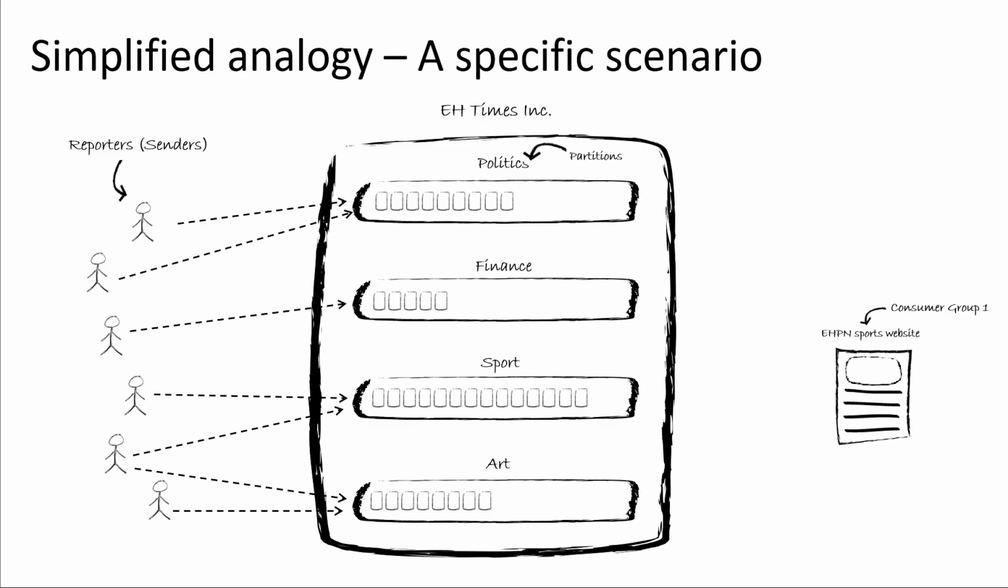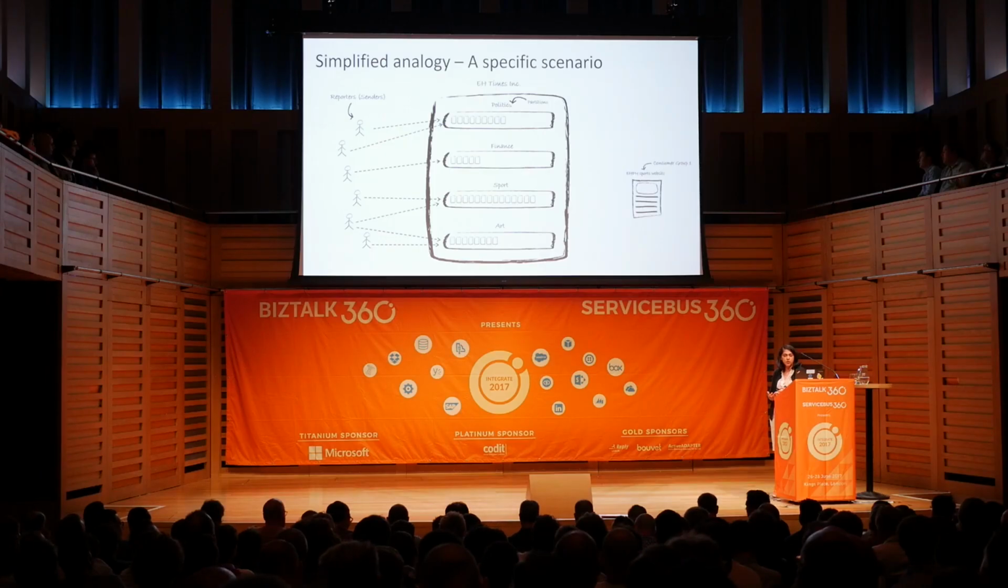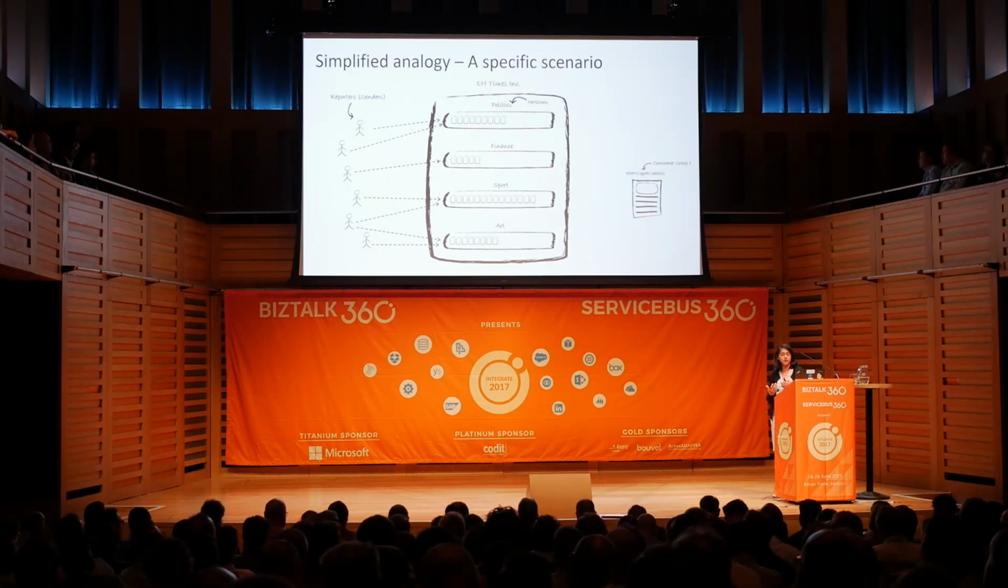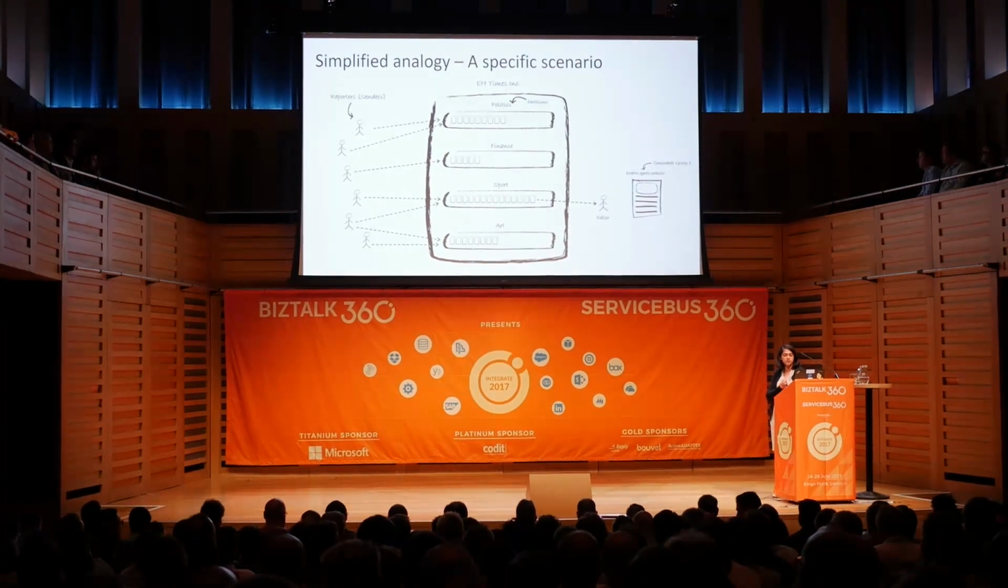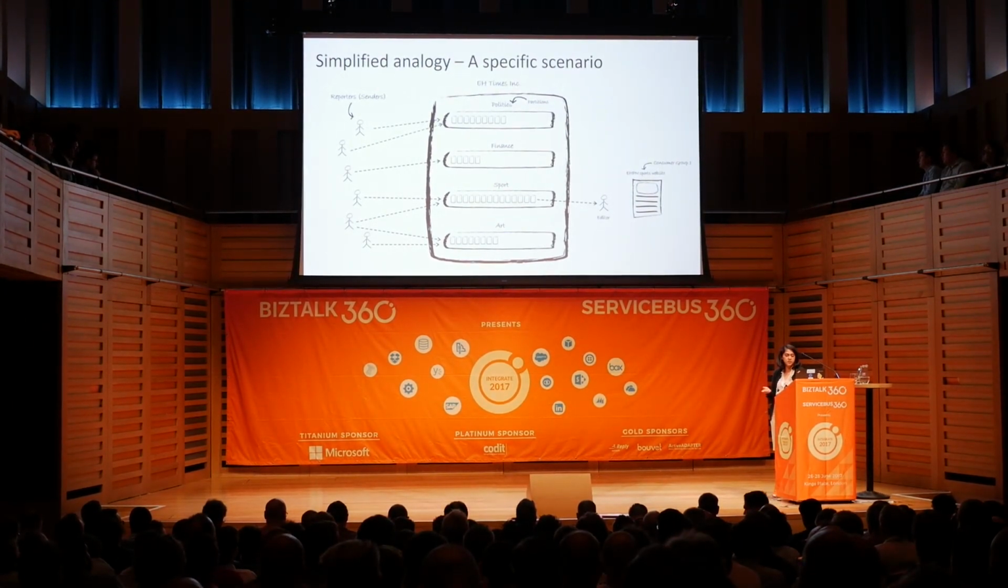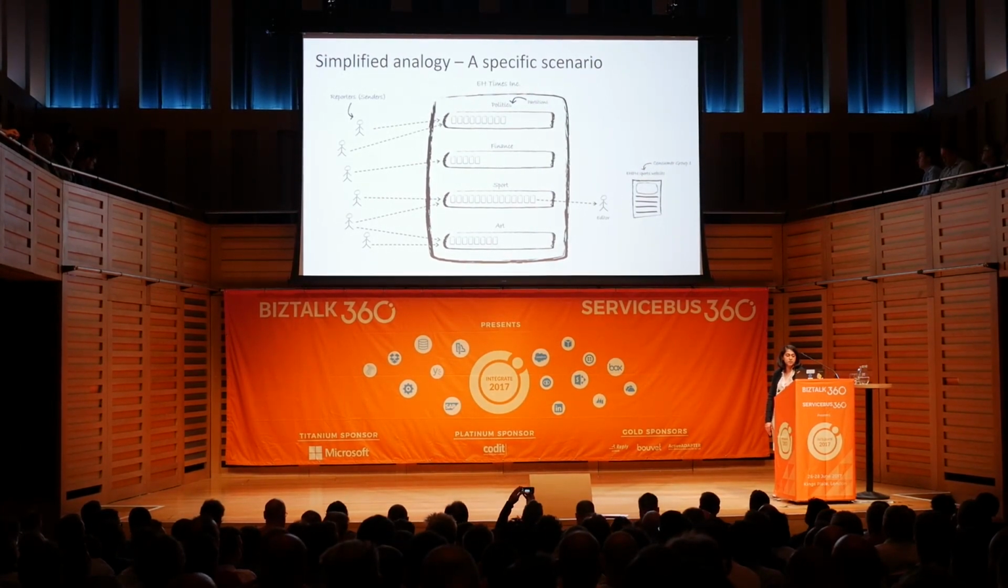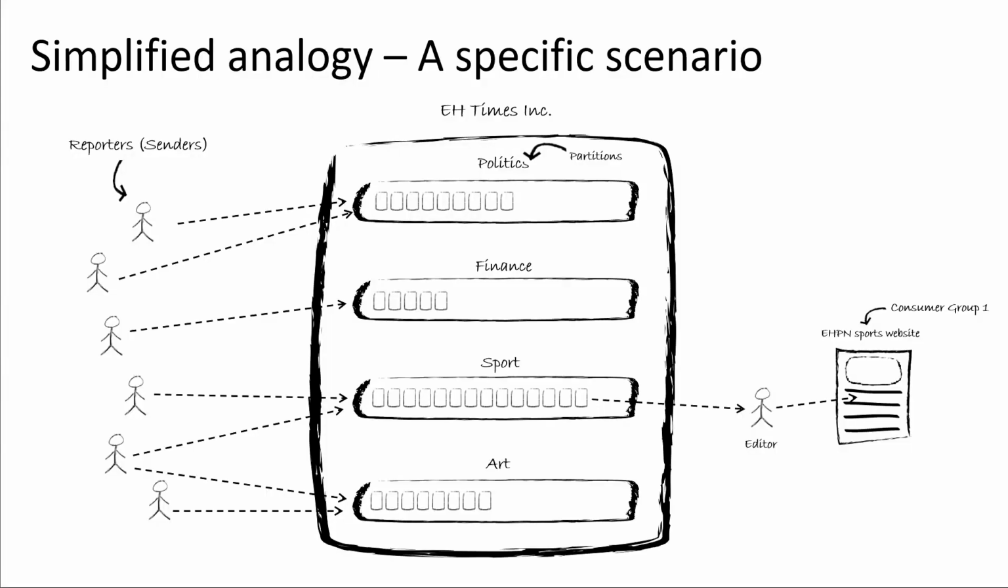We use something called a consumer group. It's like a view, or an app, that is used to receive or retrieve the data from Event Hubs. Consider this as an editor who is an Event Hub reader, trying to pull or consume the data from each of the partitions and update a particular website. Here I've taken the EHPN sports website, where the editor is trying to get the sports data and update his website.